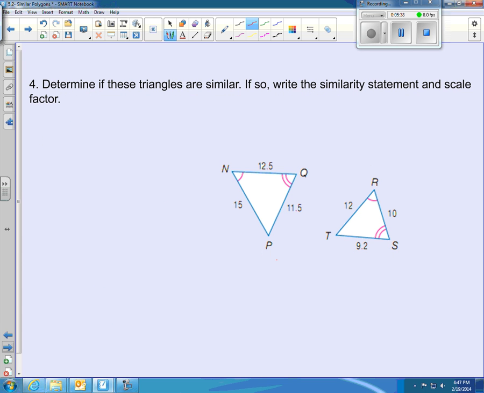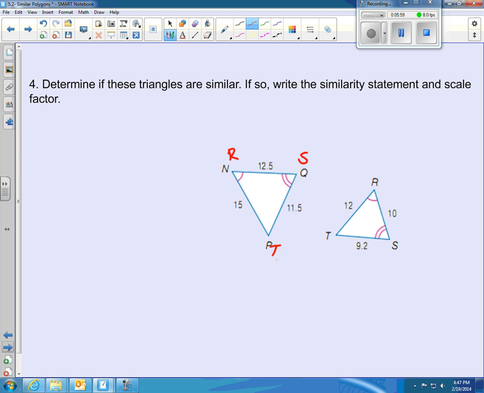All right, so let's get into this right here. We're going to determine if these triangles are similar. And if they are, we're going to write the similarity statement and the scale factor. Okay, so I see here that N and R go together and S and Q go together. And we know if 2 out of the 3 angles are congruent, the third one will also be congruent.